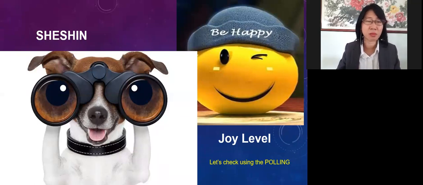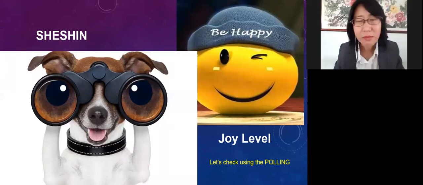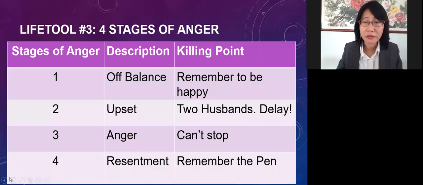Why? This is very important because it will help us identify the feeling, and it is an indication to understand where we stand. So according to this system, if you are not 100% happy, you have gone into the so-called off balance. So can we see the next slide? Allow me to share with you what I mean by the 4 stages of anger.